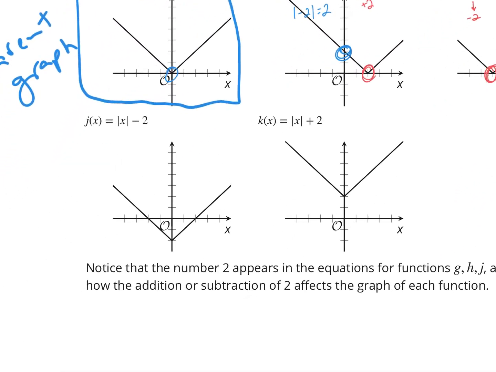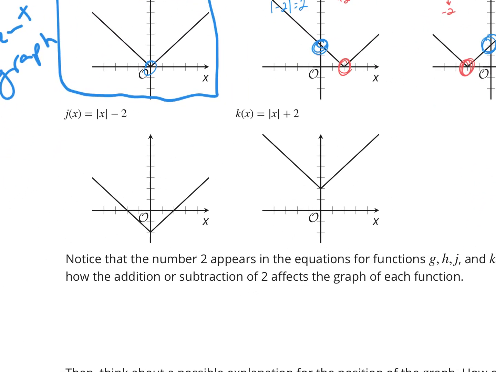So let's take a look now at what happens when you are adding and subtracting after you take the absolute value of x. And notice here that your shift is happening up and down. So, if we think about that, right, our y-intercepts and our x-intercepts are changing. We went from having a y and x-intercept of 0, but for then minus 2, our x-intercepts became positive 2 and negative 2. And for the other one, we have no x-intercepts, so there's none here.